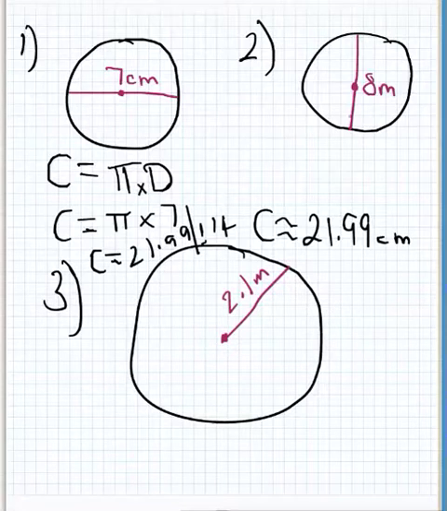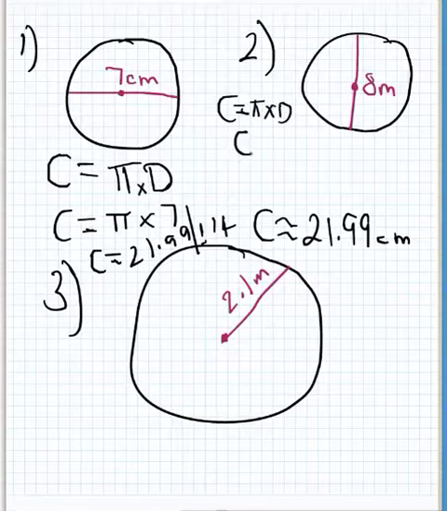Now, what's given to us? Is it the diameter? Yes, it is. We know that the diameter can be in any direction as long as it passes through the center. So once again, I'll write my formula. Circumference of a circle is pi times d. So circumference is pi times 8. And I'll put that in my calculator.